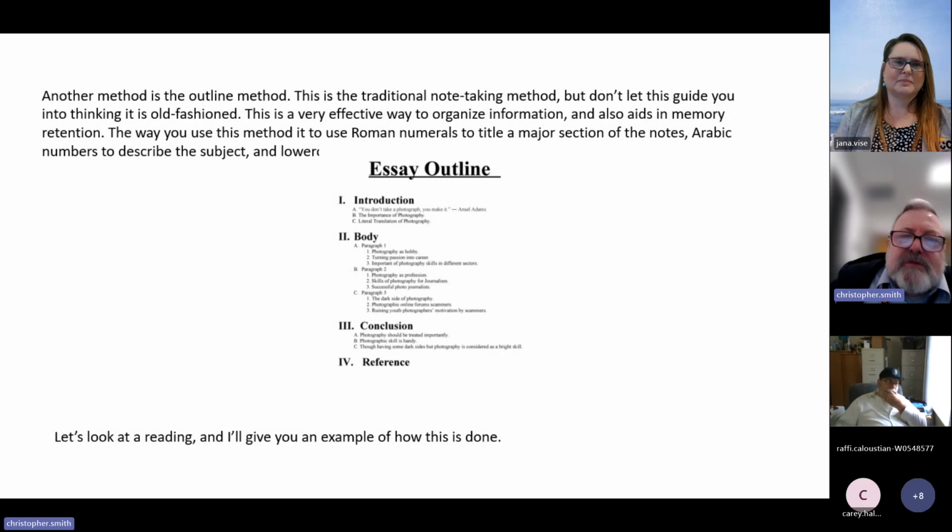The way you use this method is to use Roman numerals to title a major section, and Arabic numbers to do, actually, I somewhat just redid this, so this isn't quite right. Roman numerals for the major sections, letters for the subject, and lowercase, and the numbers for the subheadings. And we can go further down than that if we want to, and we'll see an example of that in a second. I'm going to show you a reading, and then I'm going to give you an example of how this is done.